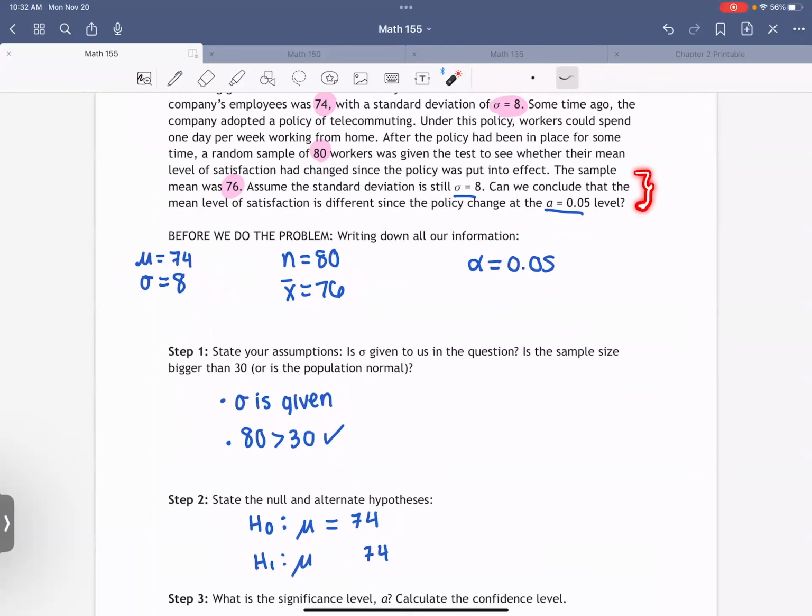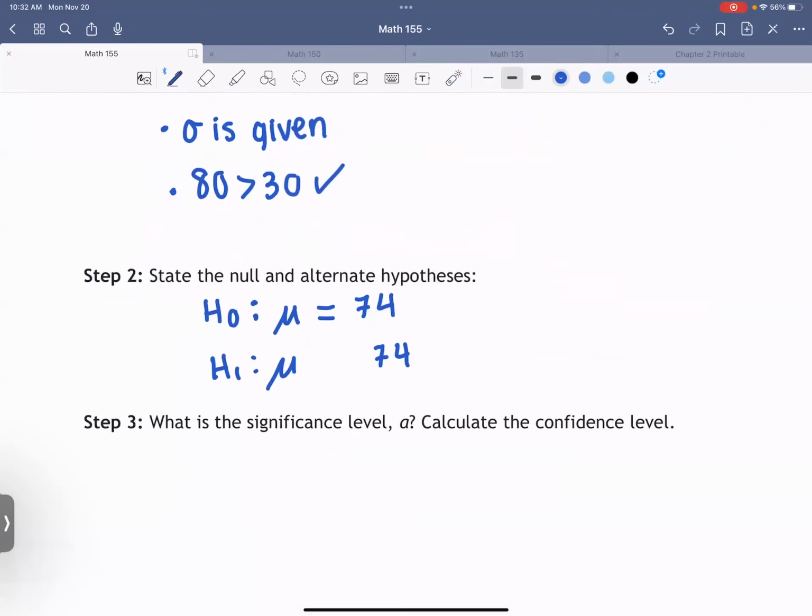Just a reminder that the last sentence is usually the biggest hint as to what it is. It usually tells you what we're trying to figure out. It says, can we conclude that the mean is different since the policy change at this level? What are we thinking? Greater than, less than, not equal to? Not equal to, right? The biggest hint here is there's nothing that says higher than, lower than, greater than, less than, wider than, narrower than, anything like that. If there's nothing that tells you if it's bigger or smaller, not equals is the place to go.